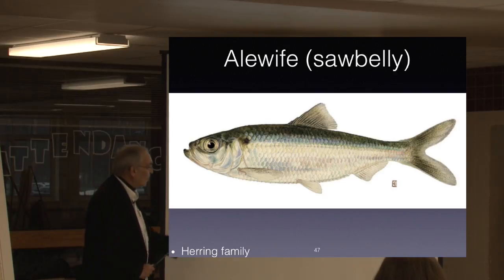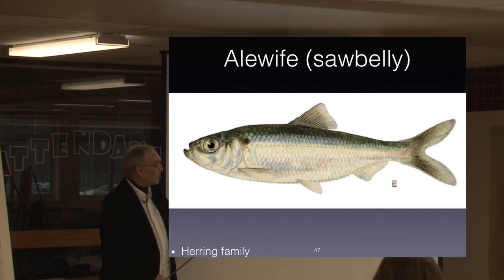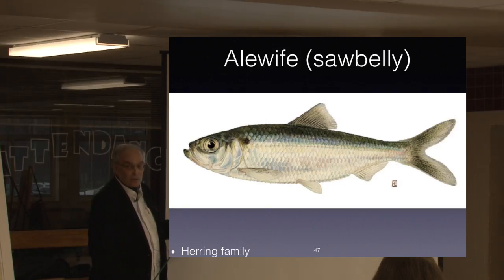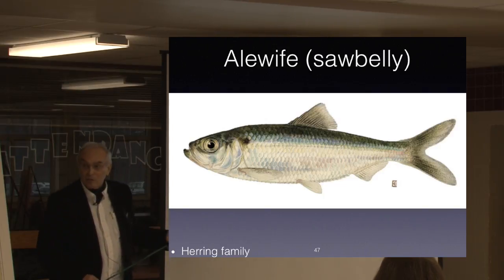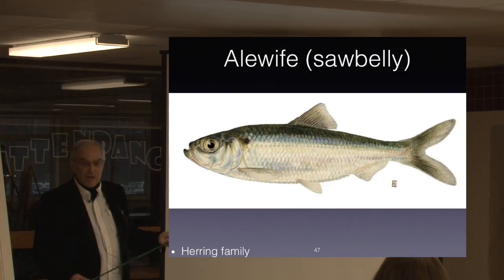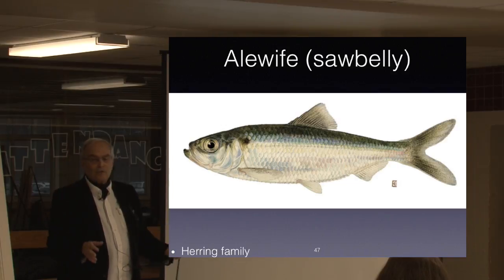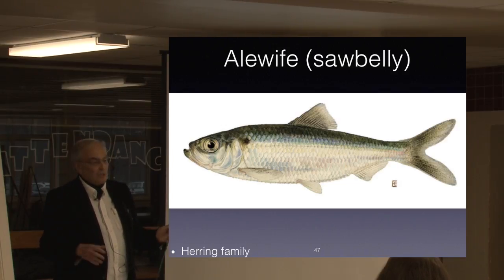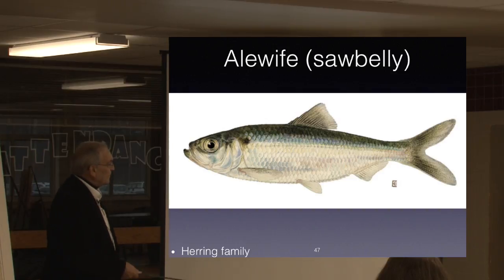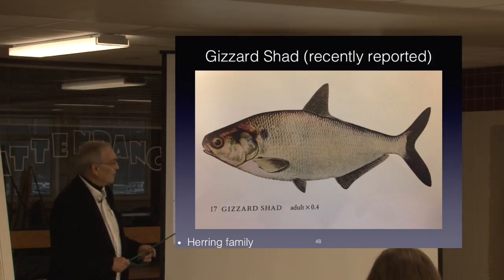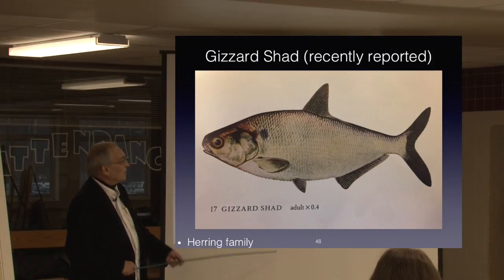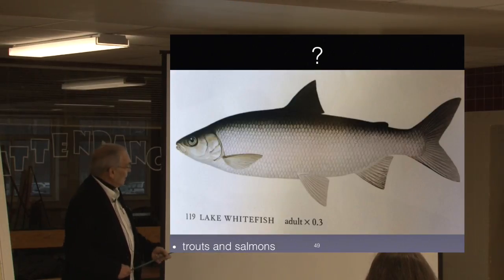This is our buddy, the alewife. You notice you can see the spiny scutes. That's where they get the name sawbelly. And again, they were introduced. They may have caused a lot of damage to the ecology of the lake. Last spring, somebody called me and said there's all kinds of smelt in the cove. They thought there were smelt, but they're sawbellies. Okay. Gizzard shad. It's in the herring family with the sawbelly.